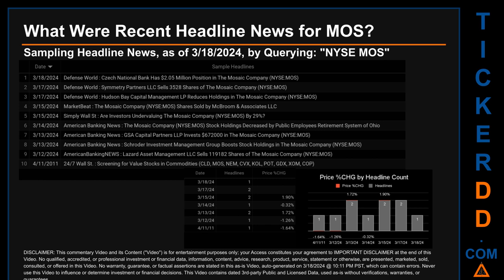Correlated or not, as it happened, the stock price for MOS on those publication dates respectively saw a jump of 1.90% when comparing the day's opening versus closing price. The oldest publication date of Monday, April 11, 2011, was actually the day with the lowest percentage change in price. It saw a price drop of minus 1.64%. The latest publication date of Monday, March 18, 2024, was actually the day with the highest percentage change in price. It saw a price jump of 1.90%.